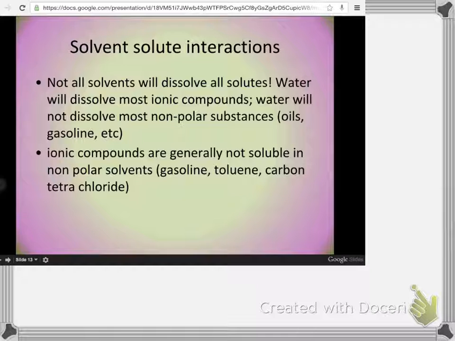Water will not dissolve most things that are nonpolar. So that's your oils and greases and fats. If you've ever tried to rinse oil off your hands with just water, it doesn't work. It does not come off easily. On the other hand, ionic compounds generally don't dissolve in nonpolar solvents.